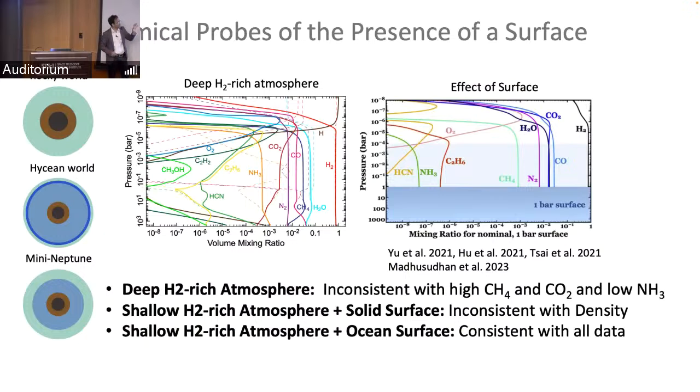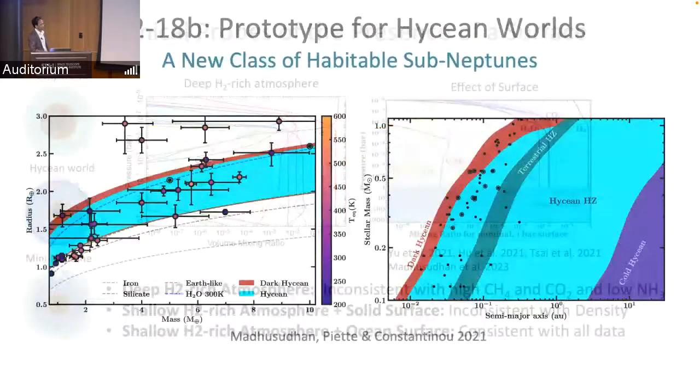So long story short, the only way we can explain the abundances we are seeing is if you have a surface in the planet that cuts the recycling of those species. Moreover, that surface has to be a liquid or some water surface. It can't be just a solid surface, given the trends that we are seeing. And there are numerous papers written on this in the literature over the last couple of years, but the summary is that you need a water surface.